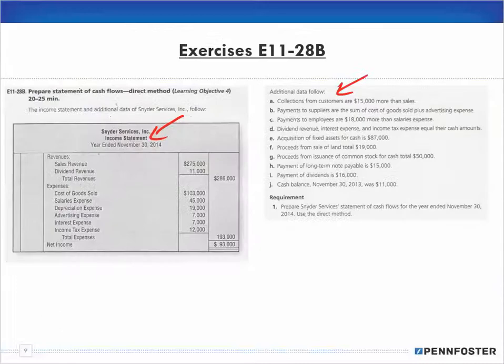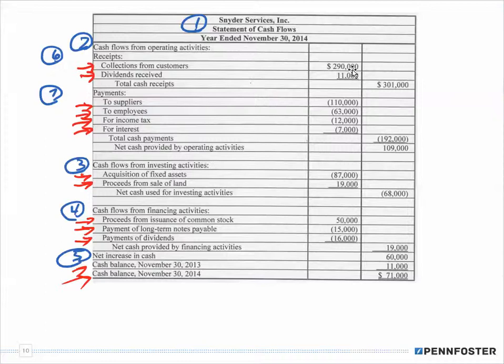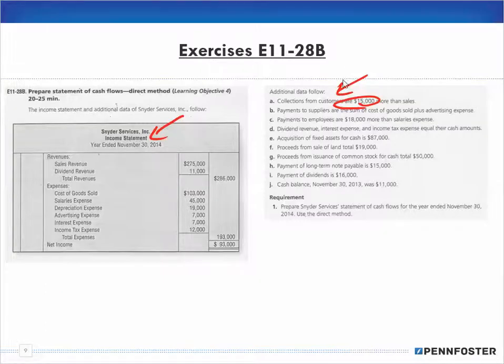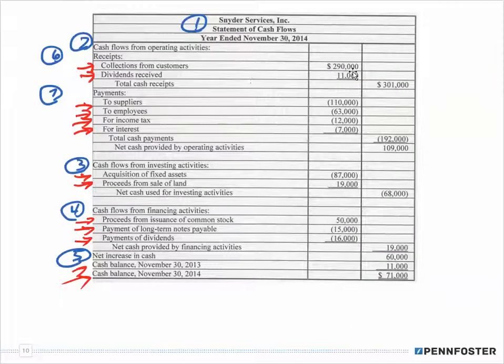So the first thing I need is collection from customers, right, of $15,000. There it is. I'm sorry, collection from customers. Collection from customers are 15,000 more than sales. So my sales are 275 plus my 15, so that's my 290,000, which I put on the statement of cash flows.